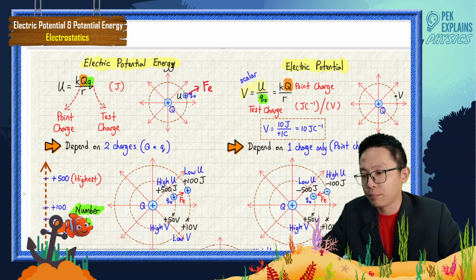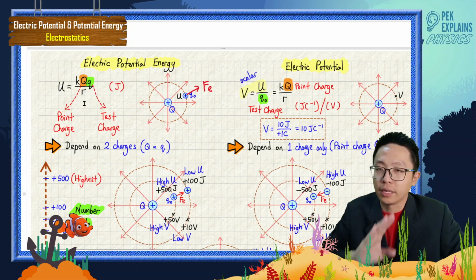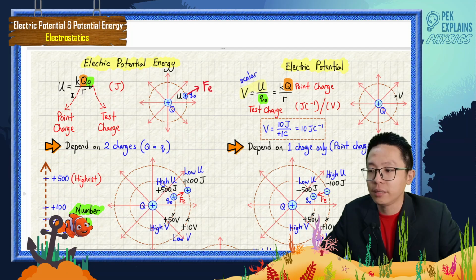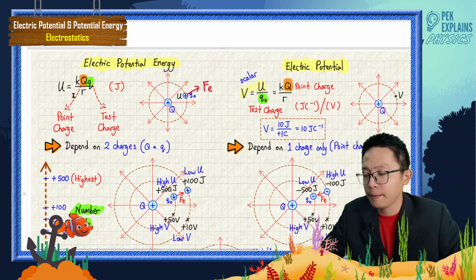And to calculate the electric potential energy of this test charge, the formula is kQq over r, without the negative sign. Unlike gravitation, which has a negative sign, electric potential energy doesn't have a negative sign. And this value depends on both charges, the point charge and also the test charge.